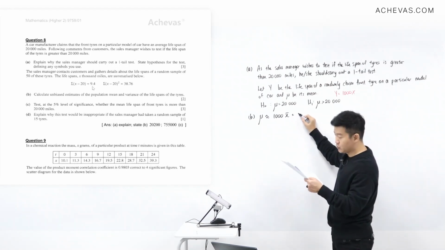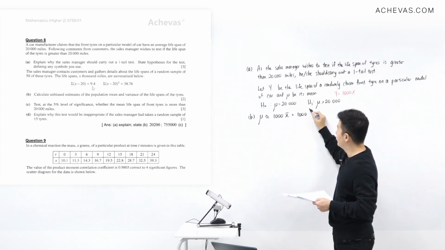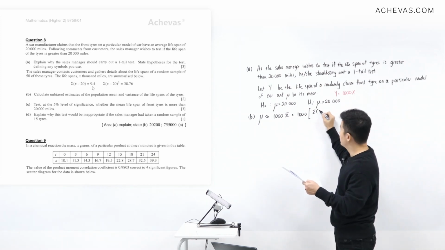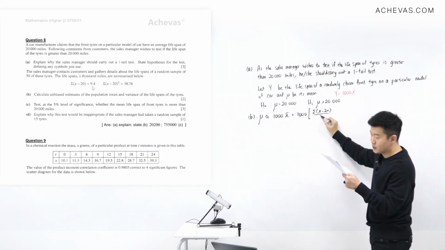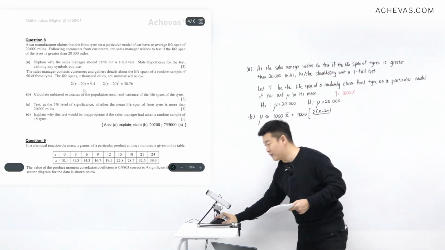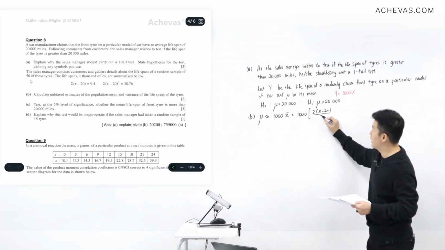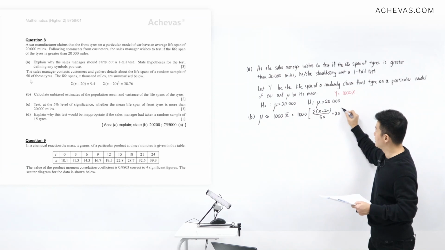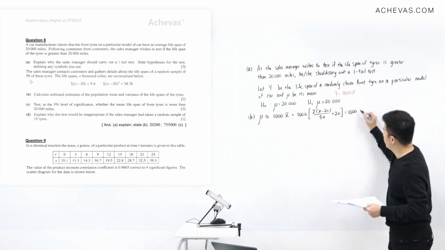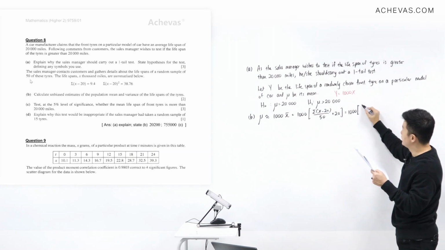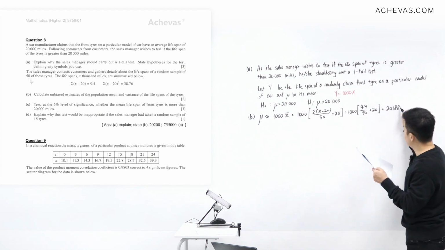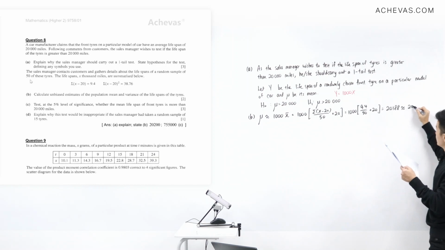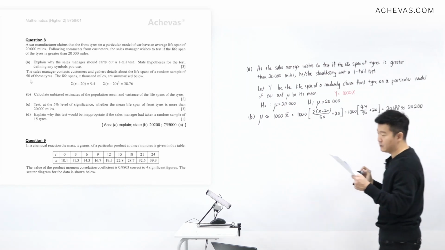So this is going to be equal to 1,000 of X bar, which is the summation of X minus 20 divided by N, plus 20. N in this case is equal to, let's take a look, we are looking at a sample of 50 tires. So N is going to be equal to 50. So this will be 1,000 multiplied by 9.4 divided by 50 plus 20, which is given to us. This is equal to 20,188, which is approximately 20,200 to 3 significant figures.